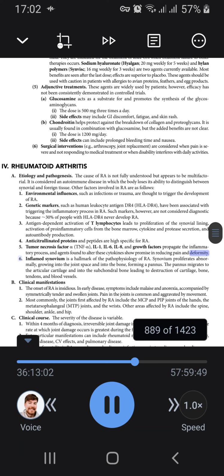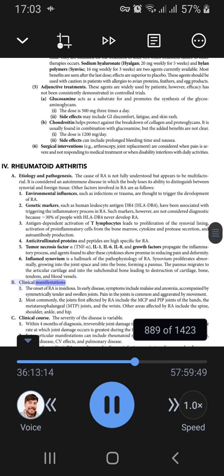6. Inflamed synovium is a hallmark of the pathophysiology of RA. Synovium proliferates abnormally, growing into the joint space and into the bone, forming a pannus. The pannus migrates to the articular cartilage and into the subchondral bone, leading to destruction of cartilage, bone, tendons, and blood vessels.